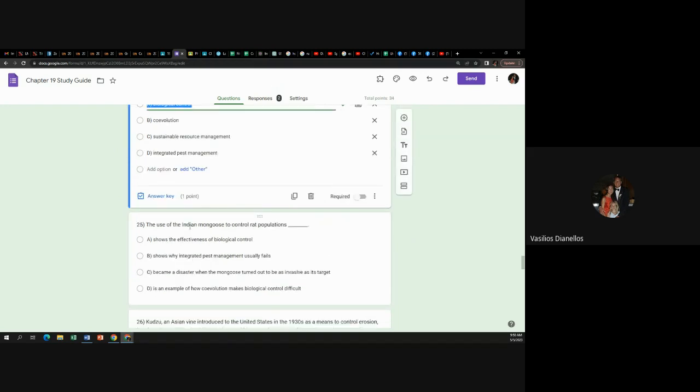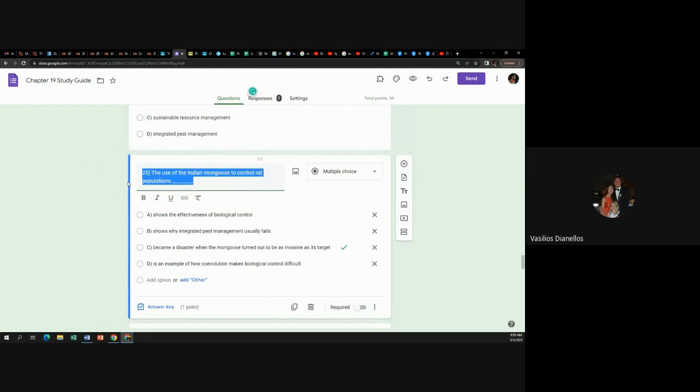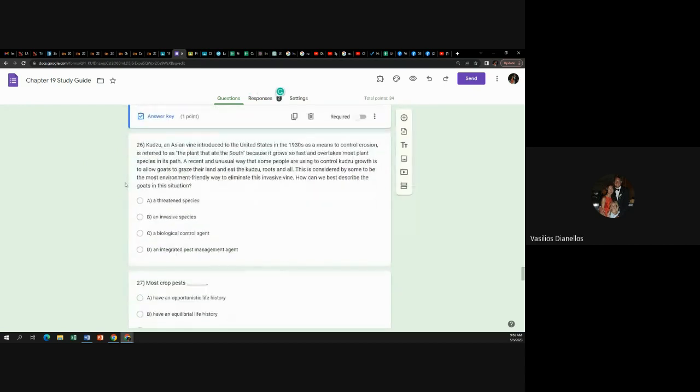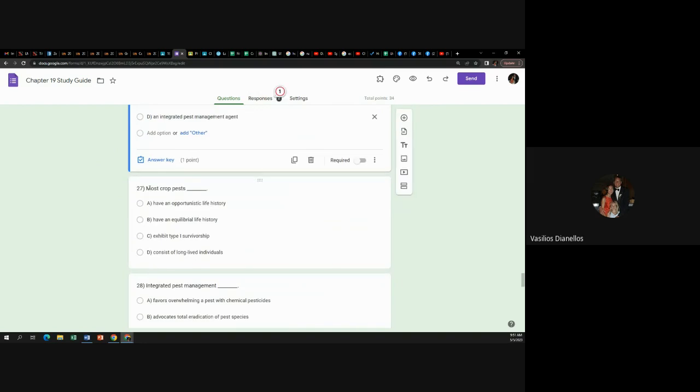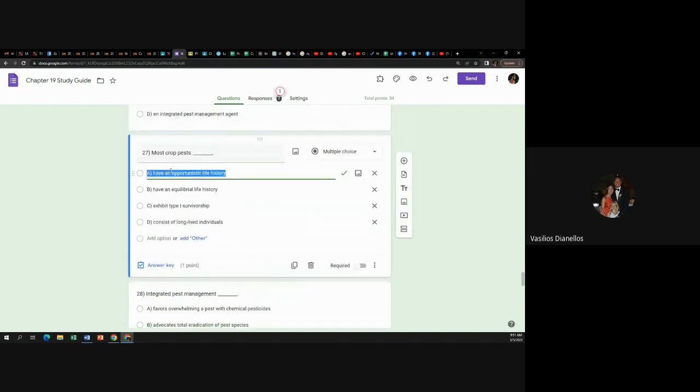All right. The Indian mongoose is a good example of how biological controls don't always work. But as I said in the lecture, I'm not going to test you on the examples. So let's move forward. Same thing here. Kudzu is a great example of an invasive plant, but I told you I'm not going to ask you any questions about it. Most crop pests have an opportunistic life history. It's that simple. That's just something you need to know. I don't know how else to explain it or give you any hints on ways to memorize it, but yeah, they have an opportunistic life history. Any questions about that?